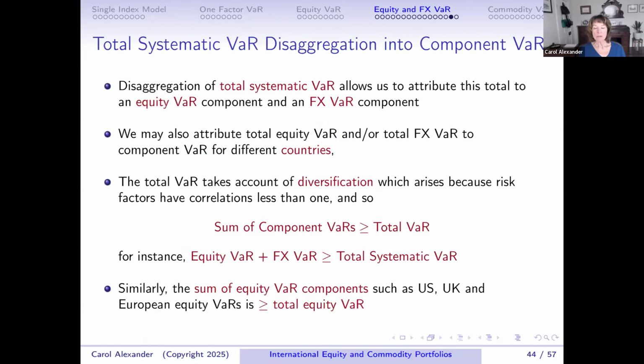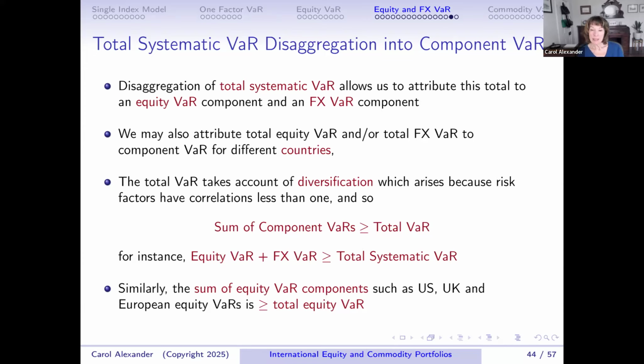Final remarks on total systematic VaR disaggregation into component VaRs. Well, this disaggregation allows us to attribute VaR into these important components. How much risk is coming from the equity exposure? How much is coming from the foreign exchange exposure? And we could also disaggregate, for example, the total equity VaR and the total FX VaR. We could decompose those total VaRs into component VaR for different countries.